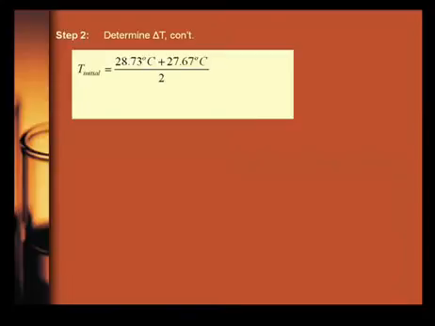So T initial is equal to 28.73 degrees C plus 27.67 degrees C divided by 2 to get 28.20 degrees C. And so delta T is equal to 29.49 degrees C, T final, minus 28.20 degrees C, T initial, to get a delta T of 1.29 degrees C.